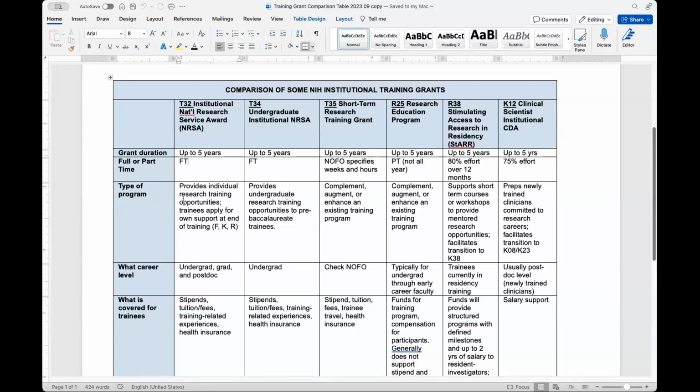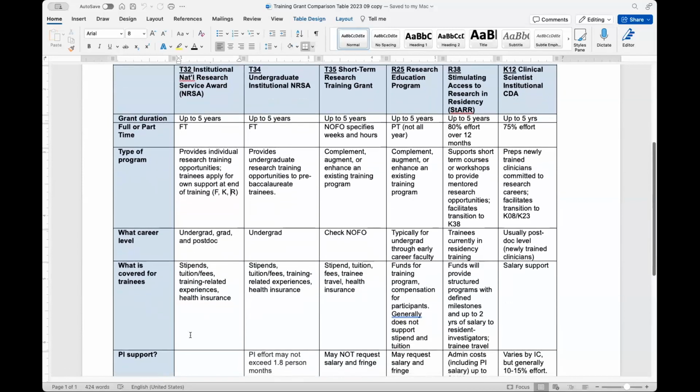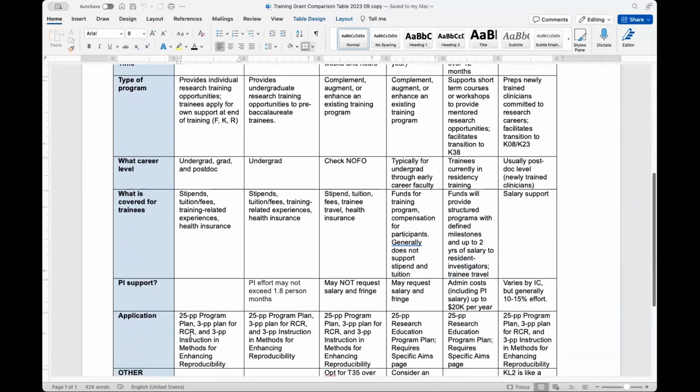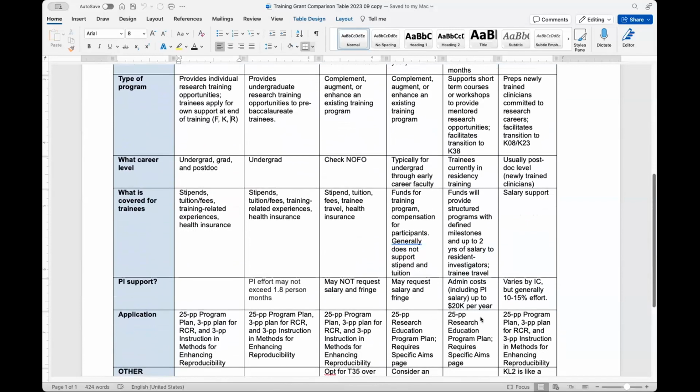It provides individual research training. So trainees can apply for their own support at the end of their time on the T32, and that might be at the F, K, or R series. F is pre or postdoc, K is early career, and R is the independent investigator. It could be any of these levels, and it's really meant to cover stipend, tuition, fees, training-related experiences, and health insurance.